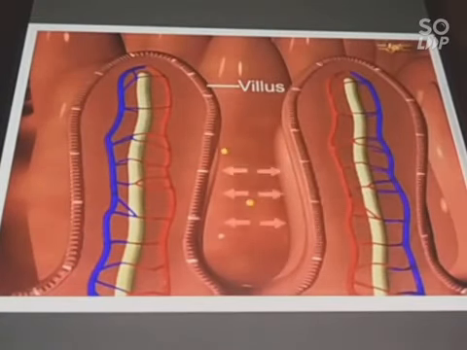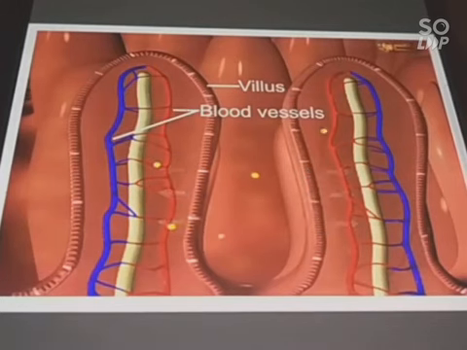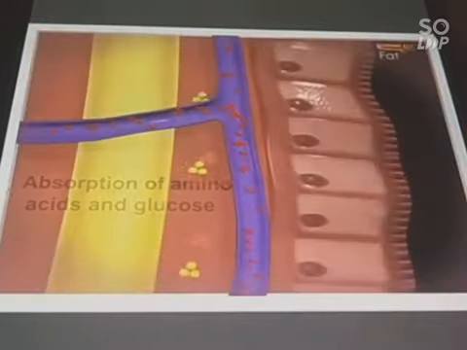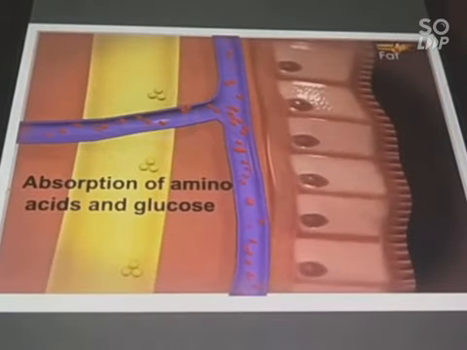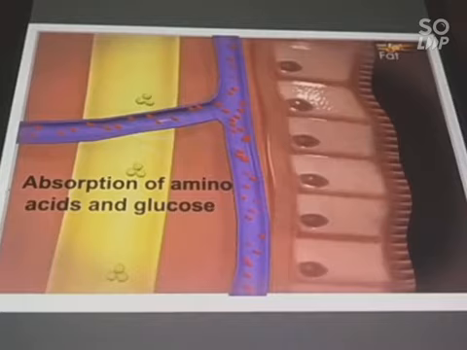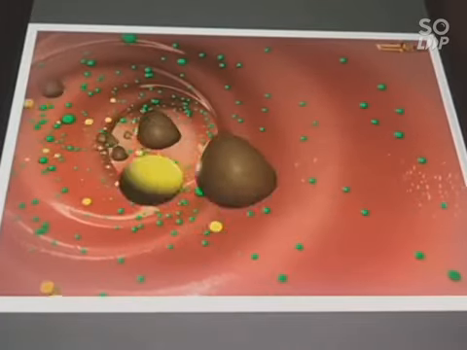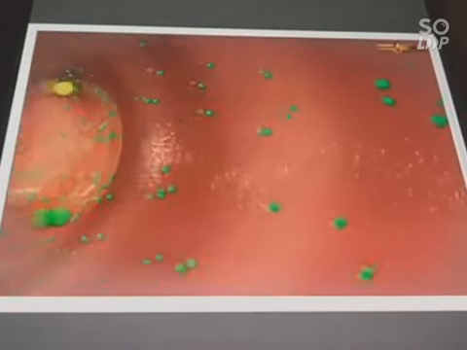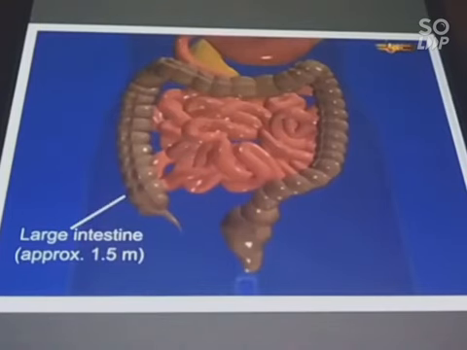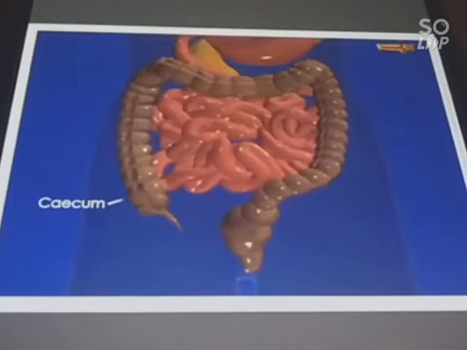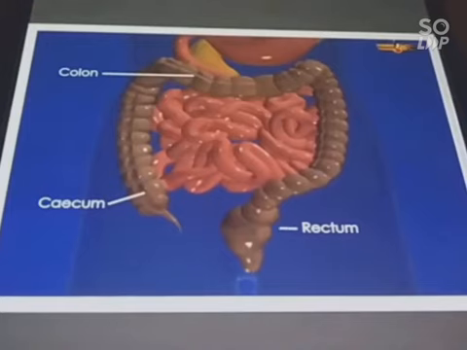Each villus has a network of thin and small blood vessels close to its surface so as to pass the amino acids and glucose to the blood system and the fatty acids to lymph vessels. The undigested and unabsorbed substances are passed on to the large intestine. Large intestine is about 1.5 meters long and consists of three regions, the cecum, the colon, and the rectum.